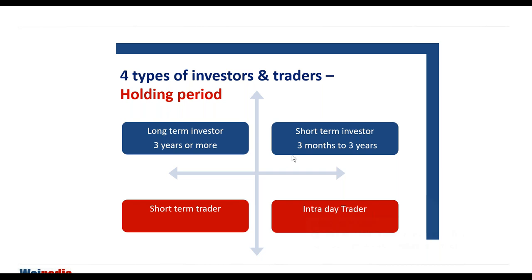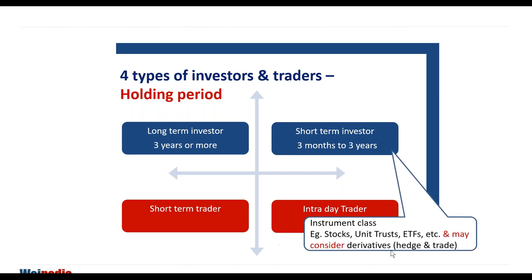Now, I'm going to move on to the short-term trader very quickly. As a short-term investor, my holding period means I have a position I would like to hold between 3 months and about 3 years. Usually I'm quite selective over all these instrument classes. I will get into stocks, unit trusts, ETFs, and so on, but I may consider derivatives as a hedge.